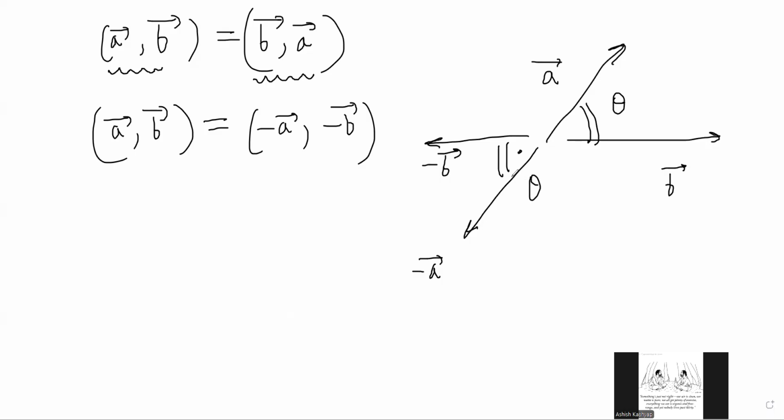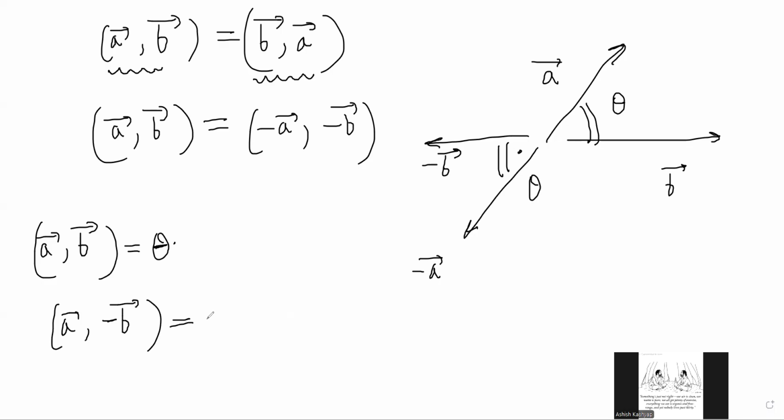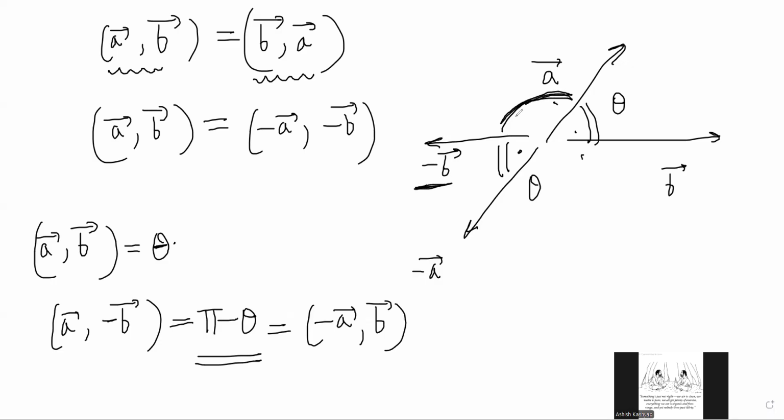Similarly, what we can also say is, if the angle between A and B vector is theta, then what is the angle between A and minus B vector? That will be pi minus theta. Similarly, the angle between minus A and B vector would also be pi minus theta. So this is obvious from this figure. If the angle between A and B was theta, then the angle between minus B and A is this angle, which is pi minus theta, right?